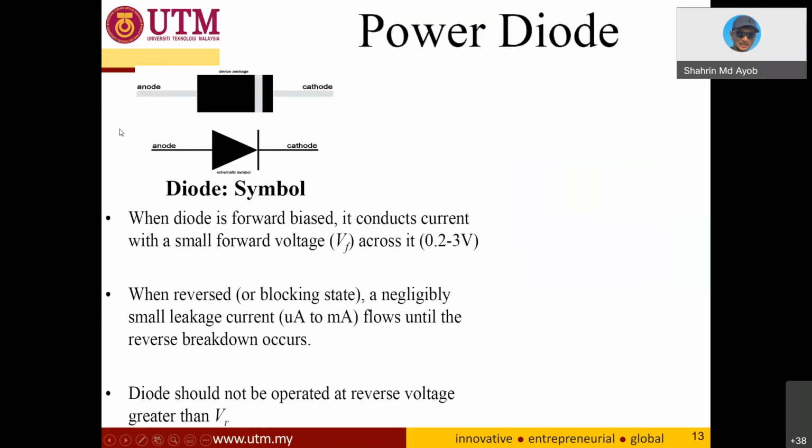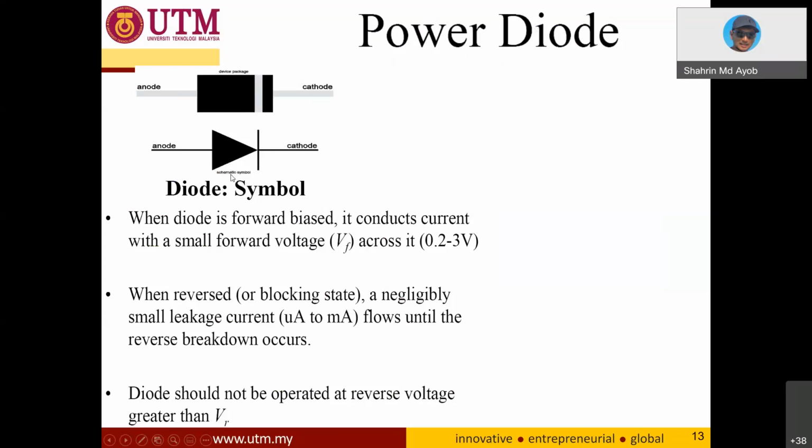So this is the symbol of the diode. I think you already know this because it is the same as the diode that you learned during the electronics subject. But the difference is that this diode is a power diode, to differentiate from the diode used for electronics, because the power rating is different. But the symbol is the same. So we have the anode and we have the cathode, and this is the symbol of it.